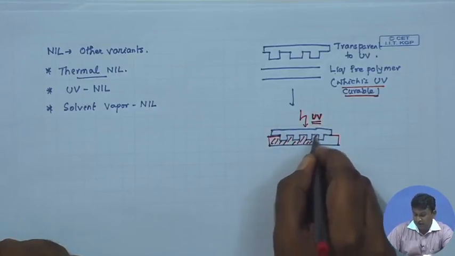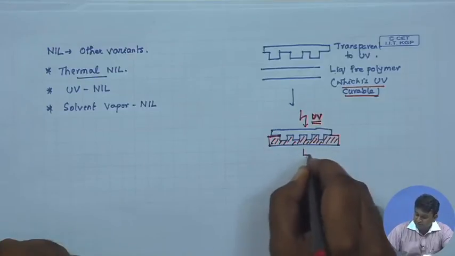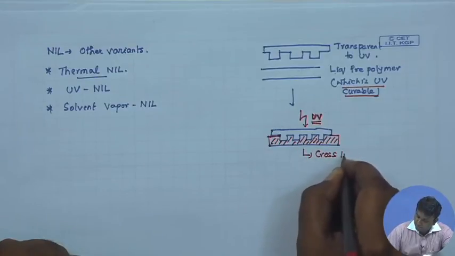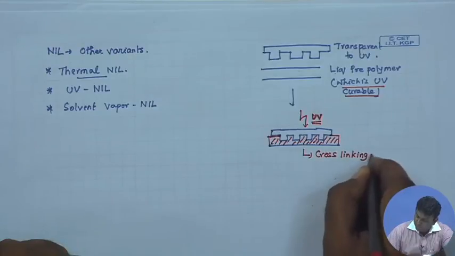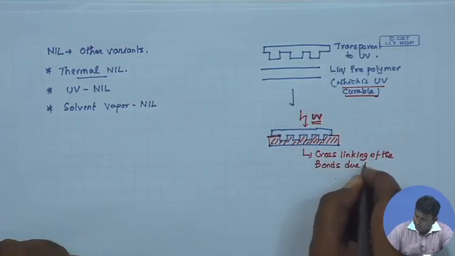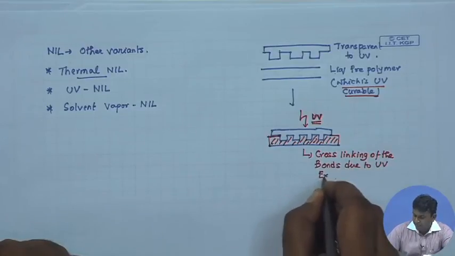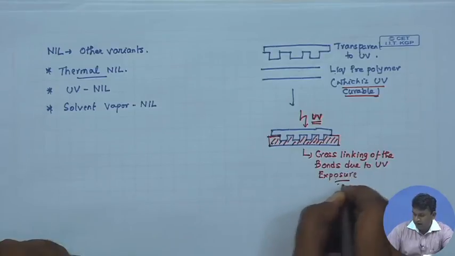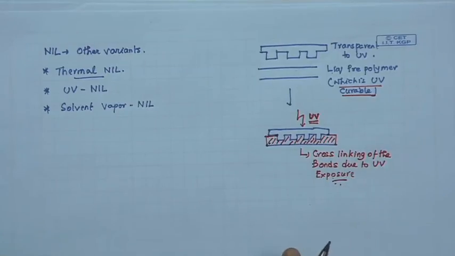There is in fact crosslinking of the bonds due to UV exposure, and it becomes like a solid after UV exposure. So, this is UV NIL. There are advantages. One of the advantages is there is no requirement of thermal cycling. There are issues that we will discuss in the next class, because I am running out of time in this particular class. Of course, the moment you talk about thermal cycling, there are issues like mismatch in the coefficient of thermal expansion. So, that problem is not there.